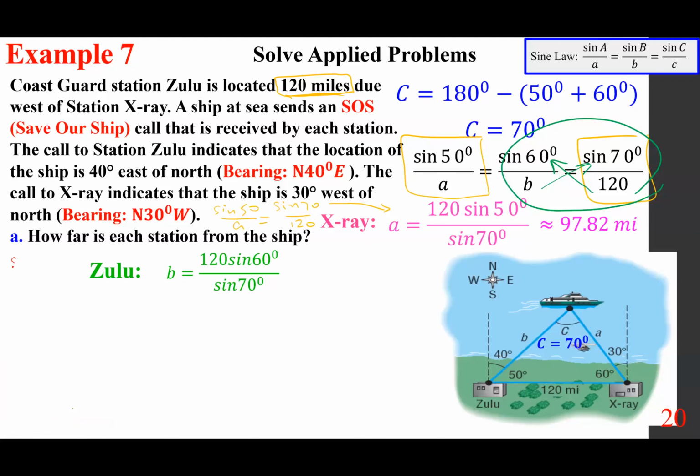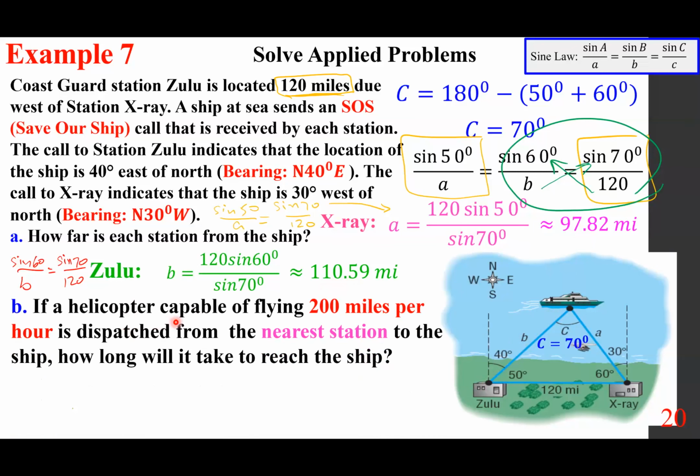So sine of 60 over B equals sine of 70 over 120. And the cross product results in this. You put it into a calculator, you get 110.59 miles. So, in short, this distance A, almost 98 miles. This distance B, almost 111 miles. This is more.